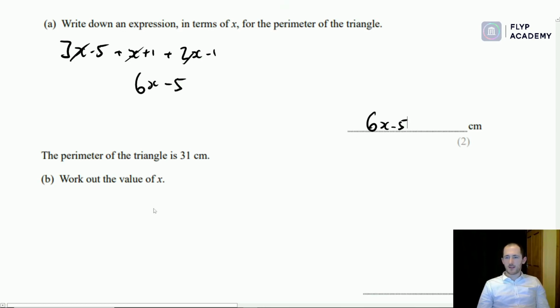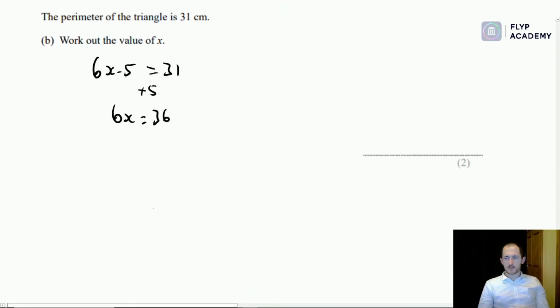Work out the value of x. So what they're telling us is our expression for the perimeter is equal to 31. Add 5 to both sides. Divide both sides by 6. And you get x equals 6. And don't forget to write the units. Okay, when they say interpret solutions, this is what they mean. Is it a length? Is it an area? A volume? Who knows? Put the units to tell them what you mean, okay?